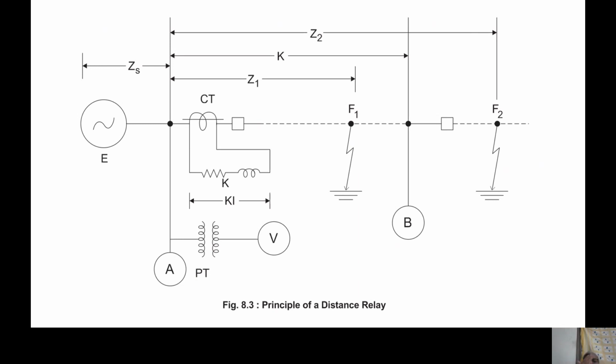That means we have to add a directional relay to this. This impedance relay and directional relay, two relays have to be used together. Then you can avoid seeing the fault behind the relay, right?